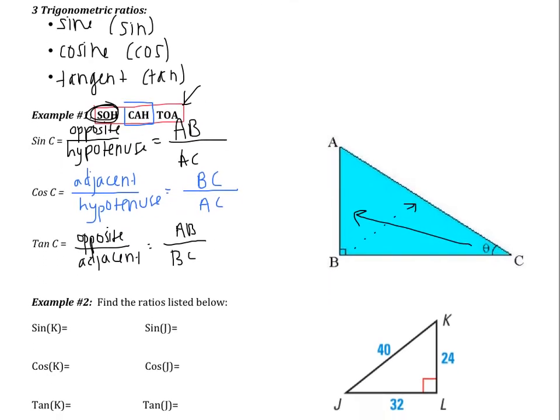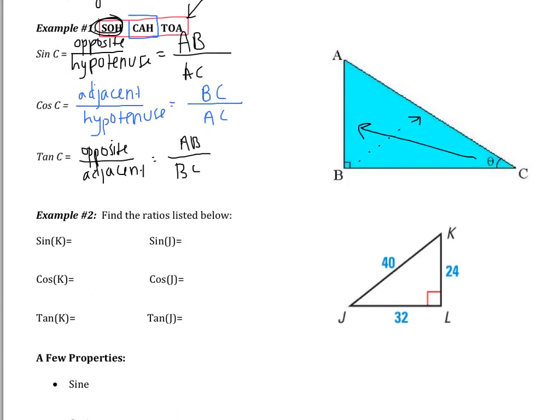So let's look at example 2. It says, find the ratios listed below. I'm going to do angle K. I'm going to do the three ratios, and you're going to do angle J. So starting with K, sine, that's right up here. The acronym is SOHCAHTOA. So sine is opposite over hypotenuse. That's what the SOH is.